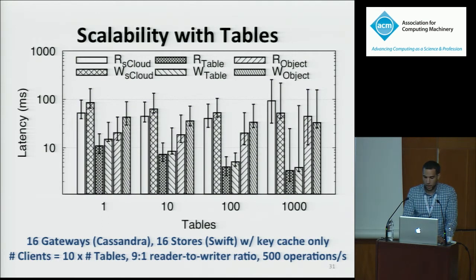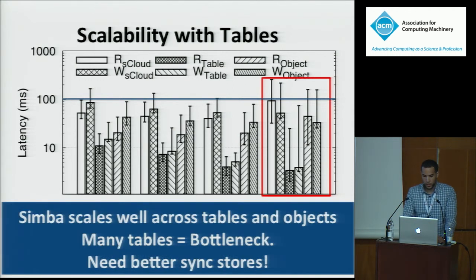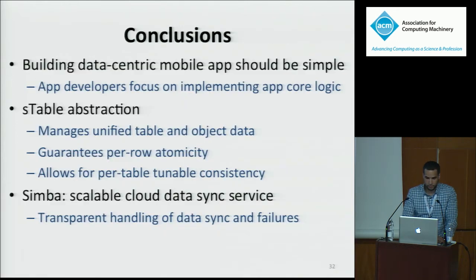As we scale from 1 to 1,000 tables along the x-axis, we also see that the median latency is under 100 milliseconds. In the 1,000 table case, we find that due to some memory overhead issues with Cassandra, we start to hit some system bottlenecks. So in conclusion, Simba scales to many tables and objects. However, increasing the number of tables becomes a bottleneck, and this is because these storage systems weren't meant for synchronization, and what we really need is some better stores that work for sync.